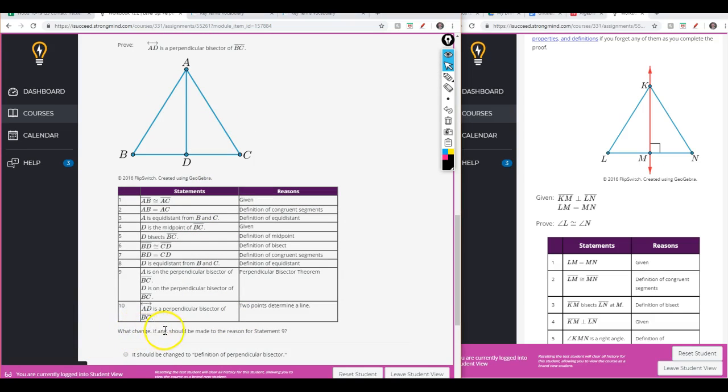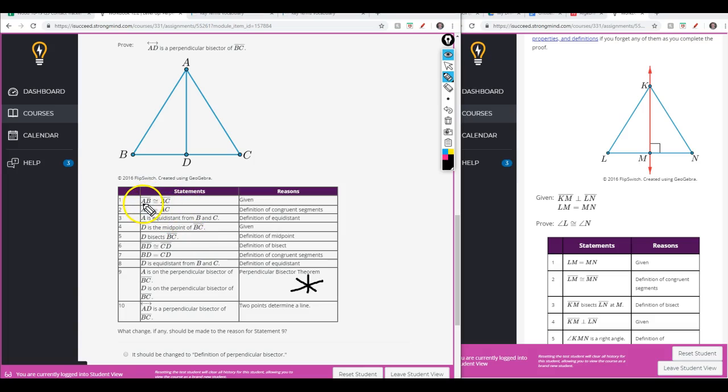So it says, what change, if any, should be made to the reason for statement 9? So I'm looking for this reason right here, perpendicular bisector theorem, and that's already kind of triggering something because we're trying to prove that it's a perpendicular bisector. So maybe there's a slight difference in this. So we'll go through.